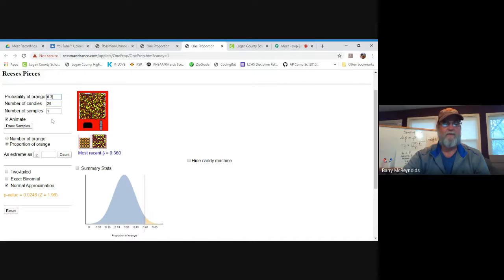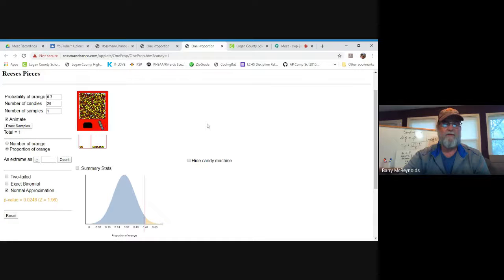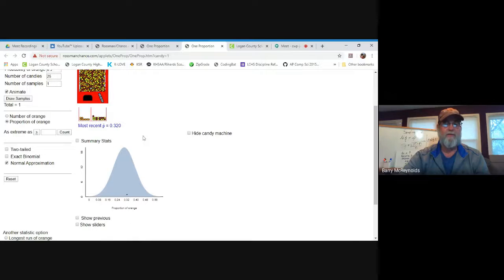And so when I push the draw the samples button, you can see we're turning the crank, and red and yellow ones go into this bin, orange ones go into this bin, and the p hat is 0.32. The proportion of orange ones in that sample of 25 is 0.32, and here's our dot. So if I take another sample, I'm going to create another p hat. Every time I take a sample, that's a p hat. That's a dot on my dot plot here.